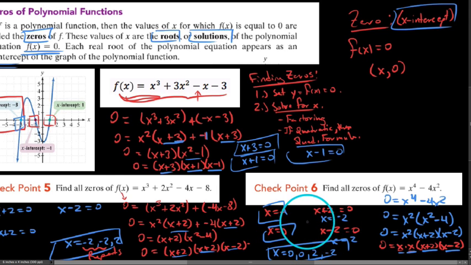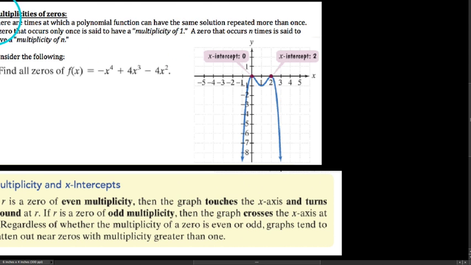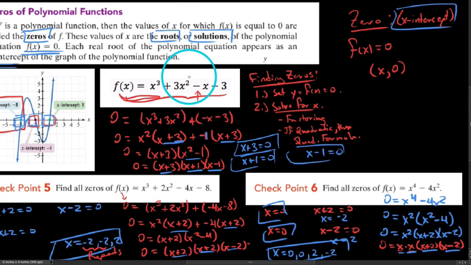So when we talk about the zeros of a function and their x-intercepts being the representation of those zeros or solutions, then let's talk about what happens when you get the same answer more than once. So the multiplicity of a 0. There are times at which a polynomial function can have the same solution repeated more than once. We've seen this happen in this last video. Here we got negative 2 twice, and here we got 0 twice.